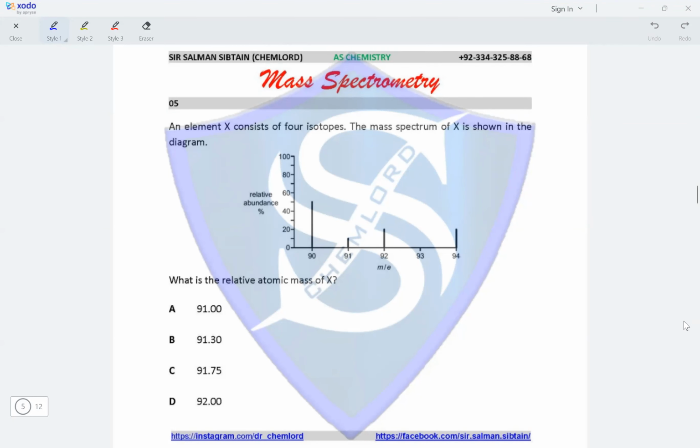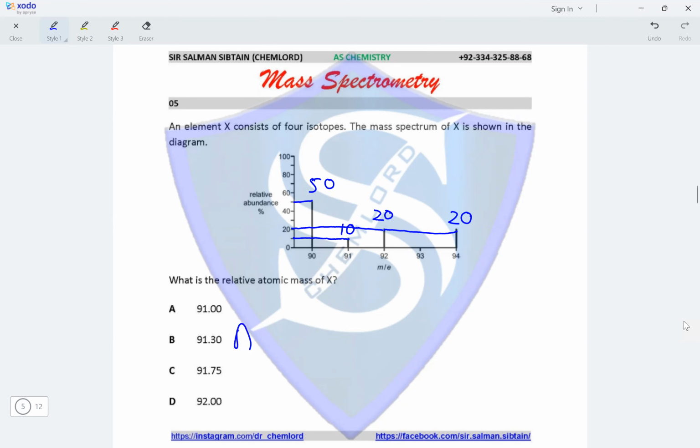Question 5. An element X consists of 4 isotopes. The mass spectrum of X is shown in the diagram. What is the relative atomic mass of X? The isotope with a mass of 90 has a percentage abundance of 50. The isotope with a mass of 91 has a percentage abundance of 10. The isotope with the mass of 92 has a percentage abundance of 20. And the isotope with the mass of 94 also has a percentage abundance of 20.